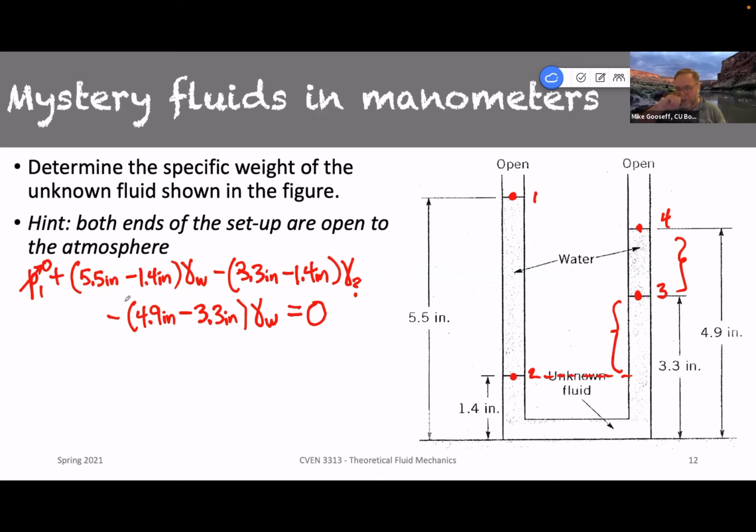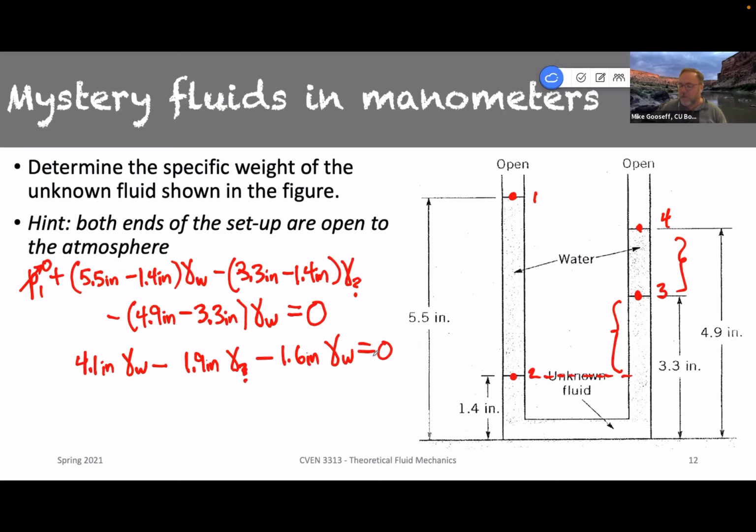So let's just do the math inside of each of these parentheses, and I'll show you this simplifies fairly easily. So 5.5 minus 1.4 is 4.1 inches times gamma water, minus, and then we have 3.3 minus 1.4, so that's 1.9 inches times gamma question mark. Oops, that should be a question mark. And then we have minus 4.9 minus 3.3 is 1.6 inches, and we multiply by gamma W, equals 0.